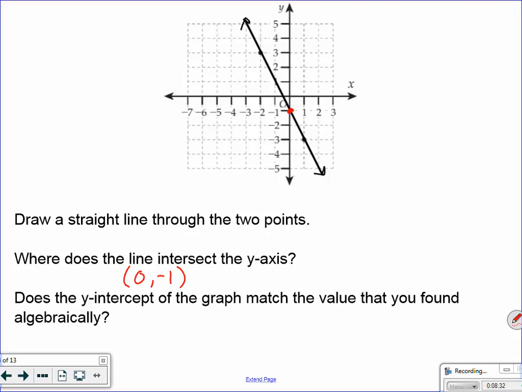Okay? Does the y-intercept of the graph match the value that you found algebraically? Yes, it does. Again, remember, when x is 0, whatever the y value is, that is your y-intercept. Okay, so since it's 0, -1, the y-intercept is -1, which means b equals -1.